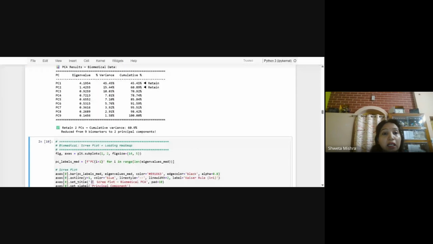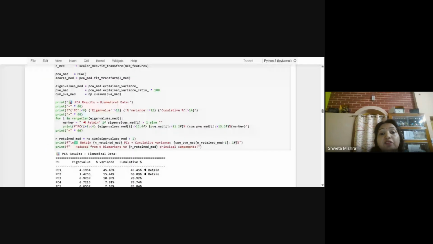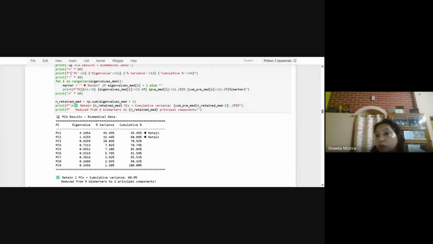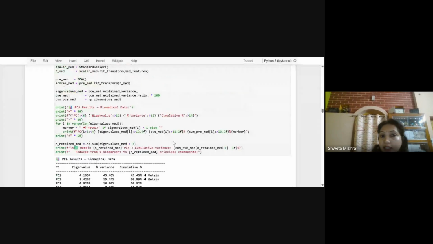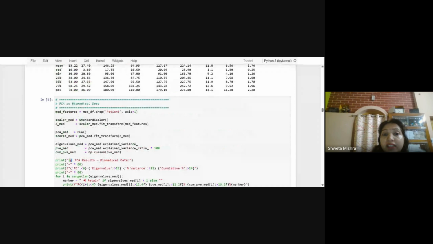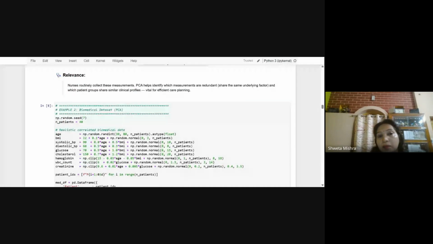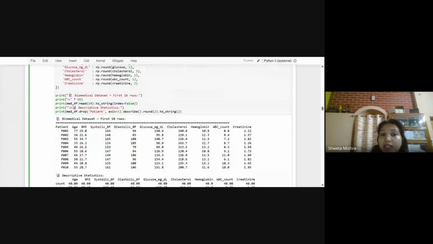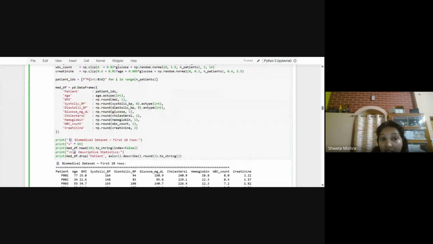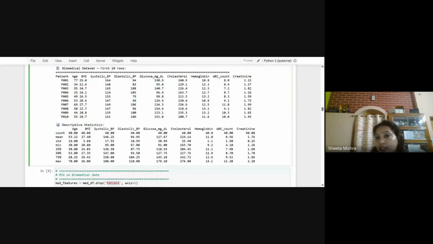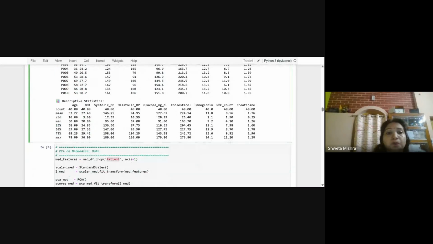Then again, the next step is that we have to find the covariance, variance, and cumulative. So here we applied the same process. The only difference is the data set. Now our data is for biomedical, so we are just changing the data frame that we are using. Otherwise, we are doing a similar process.